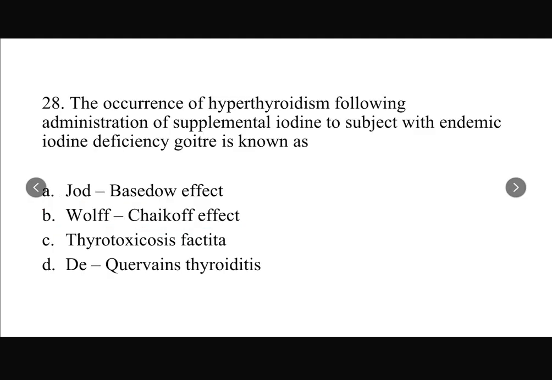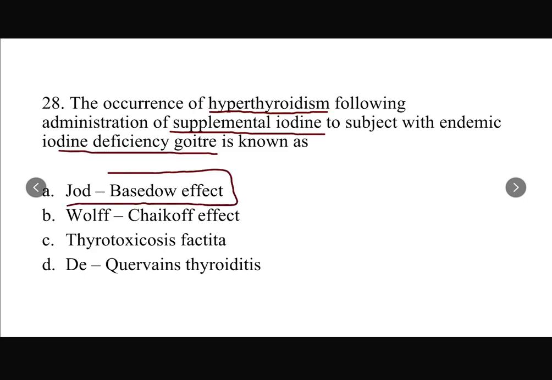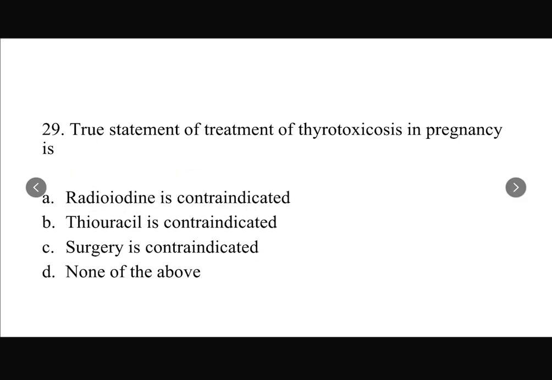The occurrence of hyperthyroidism following administration of supplemental iodine to a subject with endemic iodine deficiency goiter is known as what? So there is hyperthyroidism following supplemental iodine for iodine deficiency goiter. So the effect is the Jod-Basedow effect.